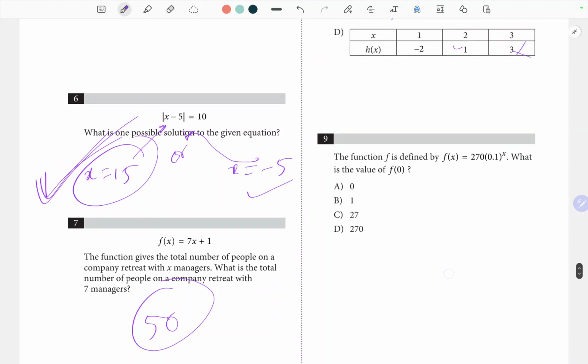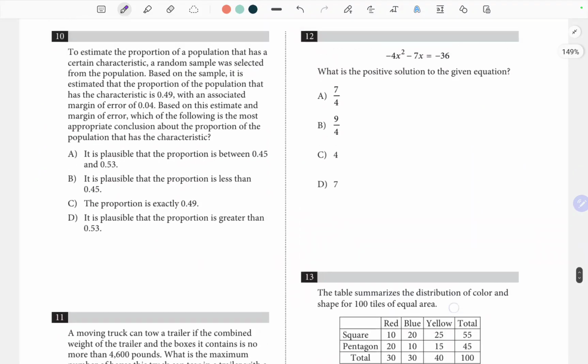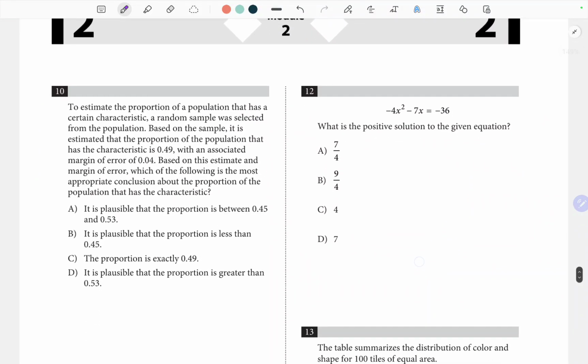Okay, the function f is defined, exponential. What is the value of f of 0? So f of 0, like 0.1 to the power 0 is 1, so 270. Why are all questions so simple? There must be some good questions at the end, I'm sure.